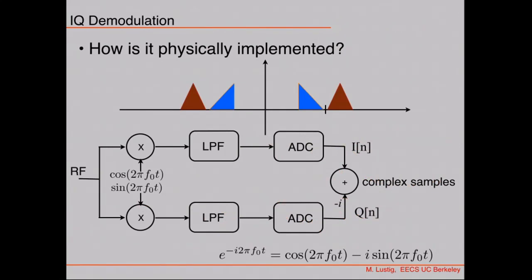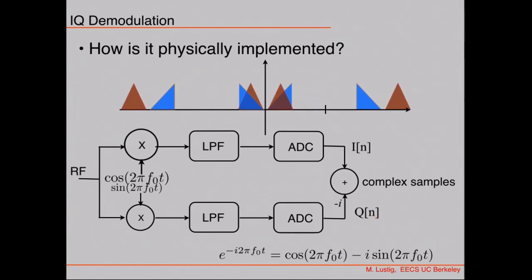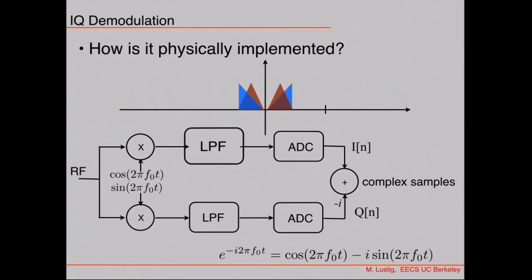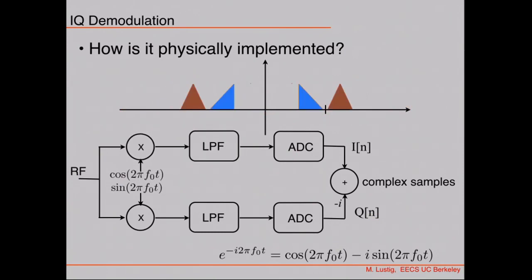So here's what happens. When I multiply by cosine, I'm going to get two replicas, one replica that way and the other replica this way. So I'm going to get an overlap of the positive part and the negative part at the center, right? So they overlap. Then I'm going to low pass filter. So these high frequencies are going to go away. Now I have a narrow bandwidth.